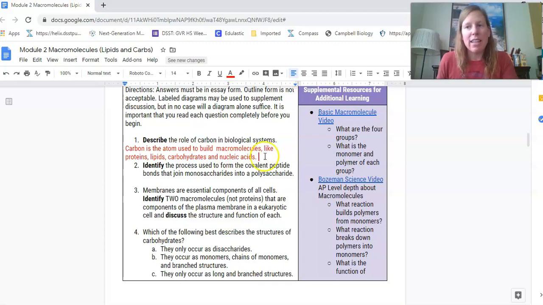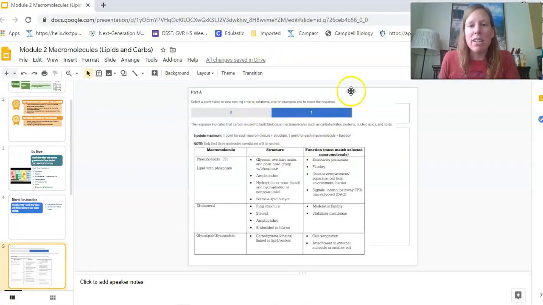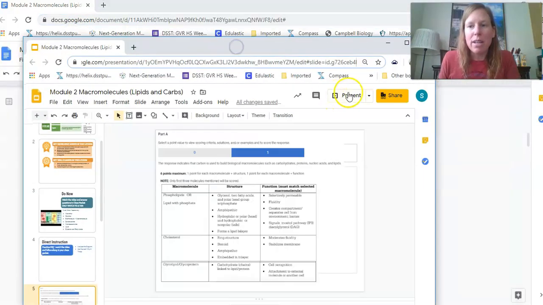If you have any questions, again, make sure at this time you reach out to me or a classmate to get help. Looking at the AP rubric, let's say that was my answer that I submitted to the AP classroom. Let's see if I can make this bigger.